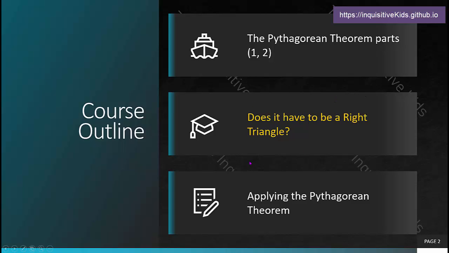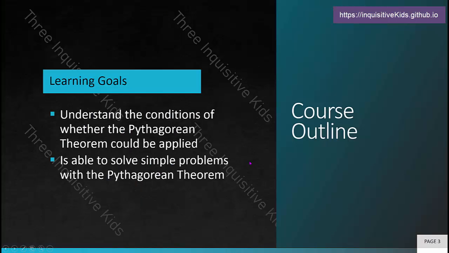We're on to lesson 2, and while we prove that, we're going to be focusing on two main goals: understand the conditions of whether the Pythagorean theorem can be applied, and be able to solve simple problems with the Pythagorean theorem.